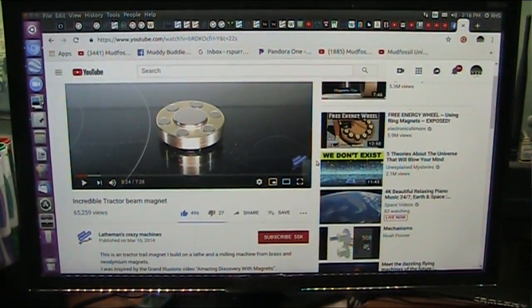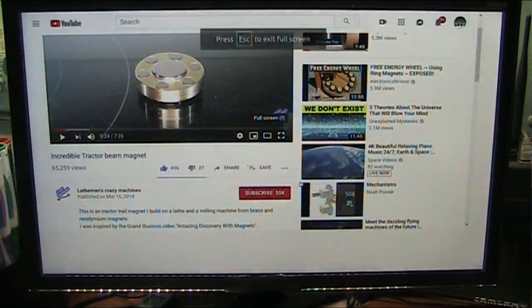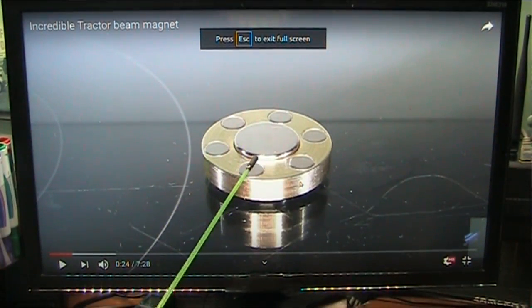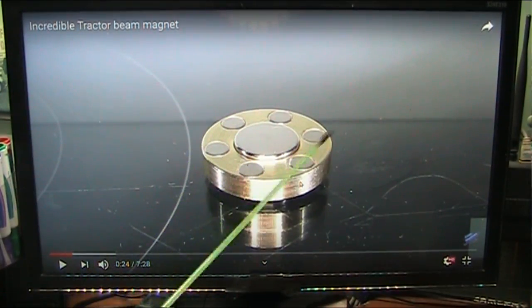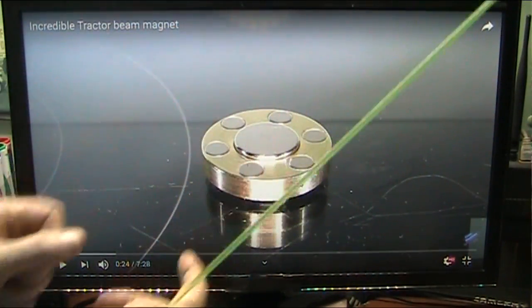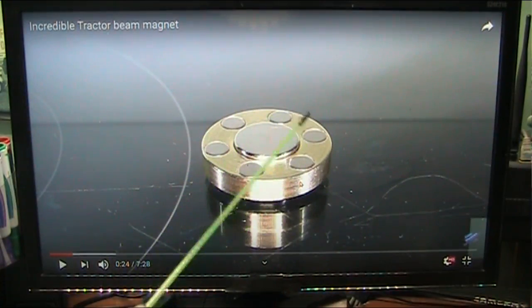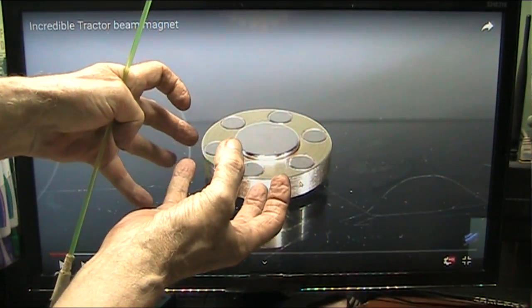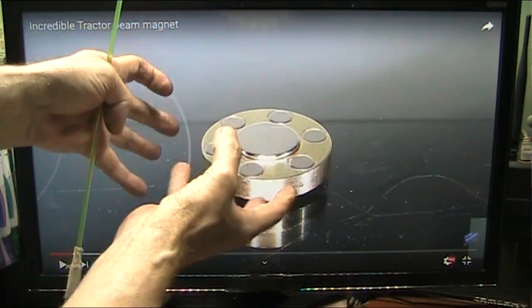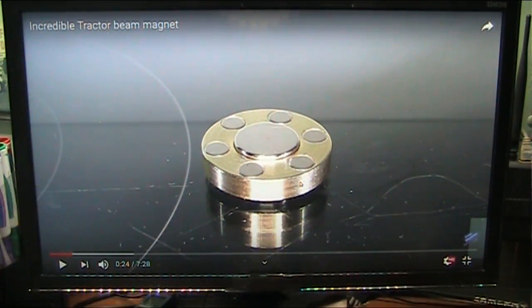Okay, you should go up here on YouTube and look at Latham's Crazy Machines, Incredible Tractor Beam Magnet. Now I'm going to explain what he's got here. This is a positive core, just like I'm talking about in every nucleus, and electrons are compressing against it. Now, it's either this configuration for every nucleus, or it is a snowball configuration, still negative on its surface, basically coated, and no electrons will be allowed in, as you see.